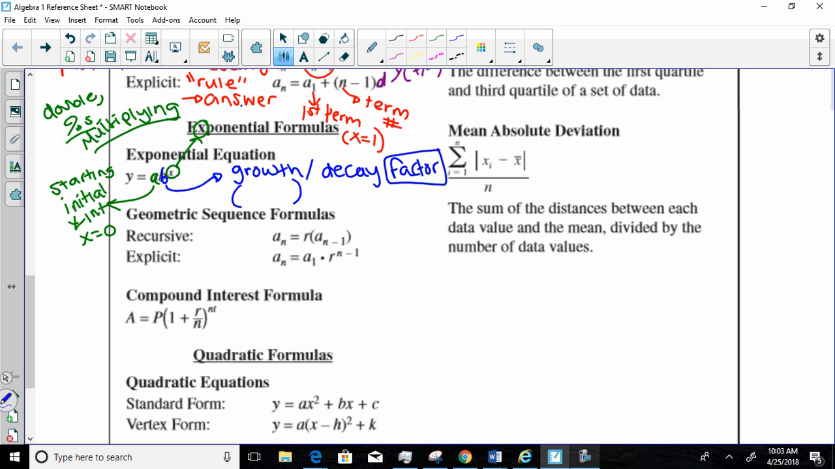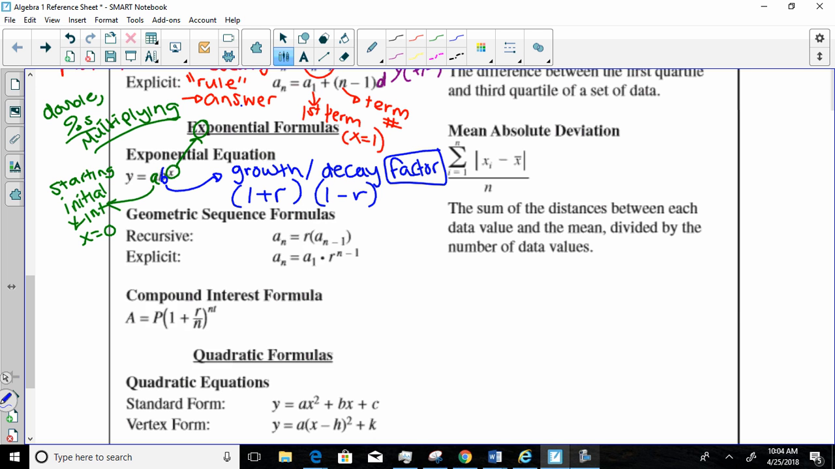Cool. So when it's growth, we know the growth factor is what? What do we know about that number? If it's more than 1, it's growing. If it's less than 1, good job. So decay is a number smaller than 1.